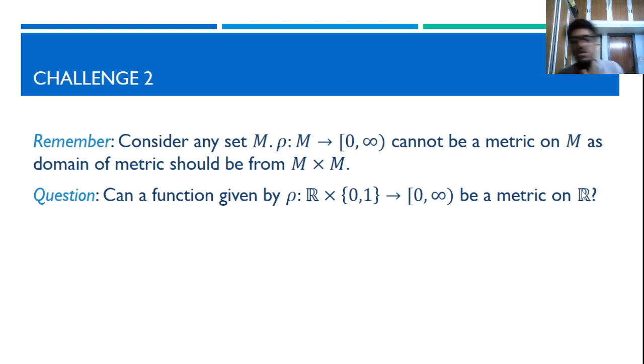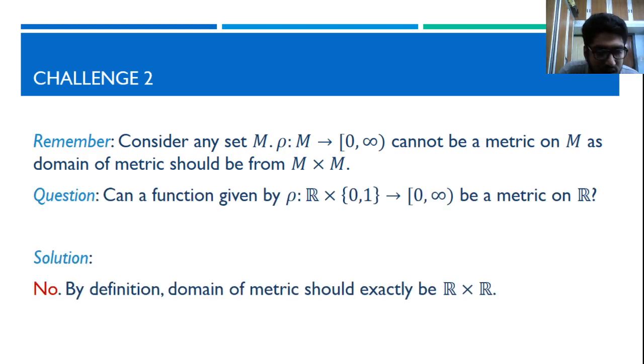Now, when you see this, you should automatically be asking the next question. It cannot be a metric on R, so you should automatically ask: definitely it cannot be a metric on R, but can it be a metric on the set {0, 1}? Leave your thoughts in the chat.